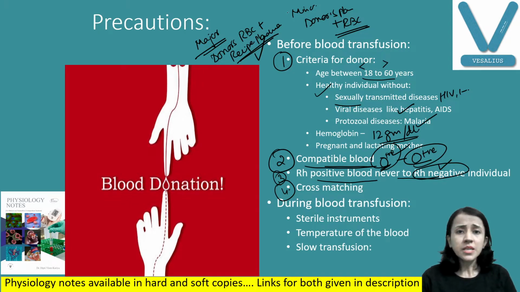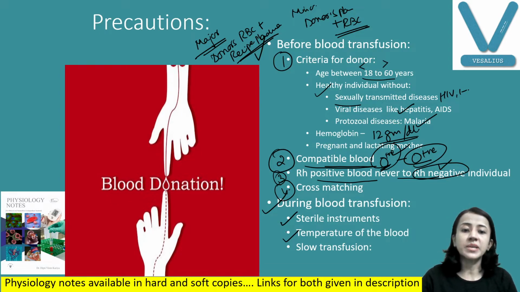These are the precautions before blood transfusion. Now, during blood transfusion, which precautions are to be taken? One, sterile instruments must be used. Second, the temperature of the blood must be at body temperature. Because blood is stored at low temperature, one has to take care that it is not transfused immediately after taking it out of the refrigerator. Another important precaution is that the transfusion must be slow.